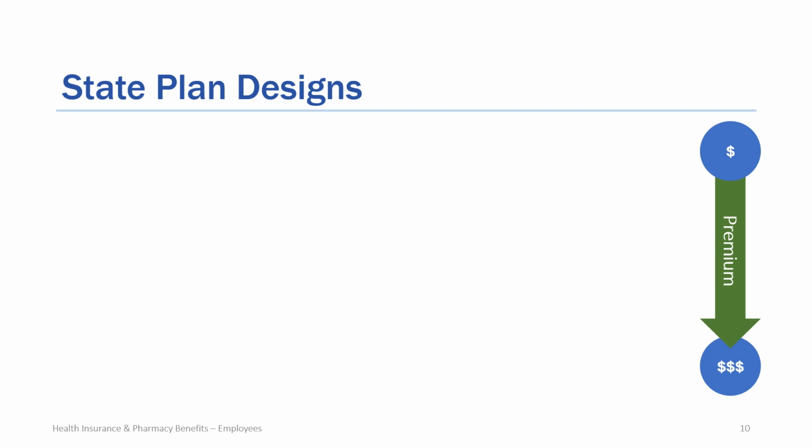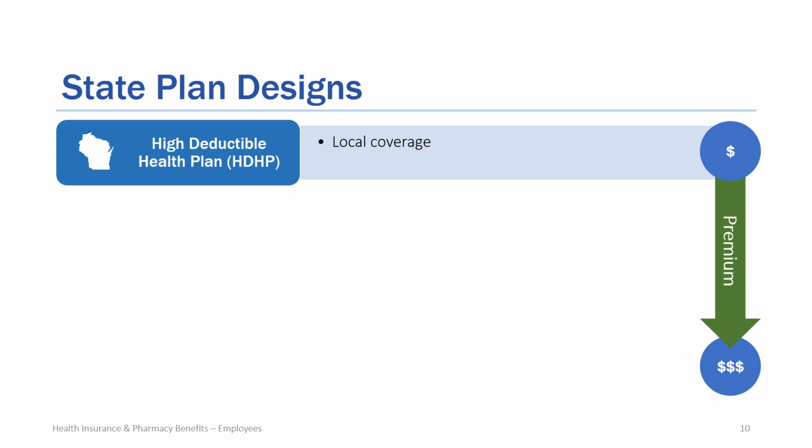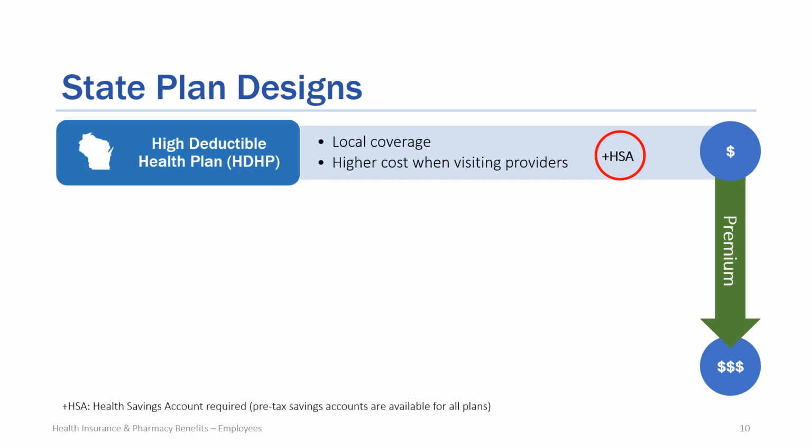If you are a state employee, you have the option of 4 different plan designs. The High Deductible Health Plan, or HDHP for short, offers local medical coverage in the state of Wisconsin. It also has a higher cost when visiting providers, but a lower monthly premium. A health savings account, or HSA for short, is required, and your employer contributes to your HSA to help offset some of those visit costs.